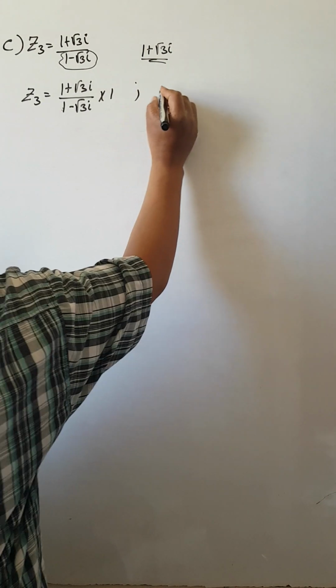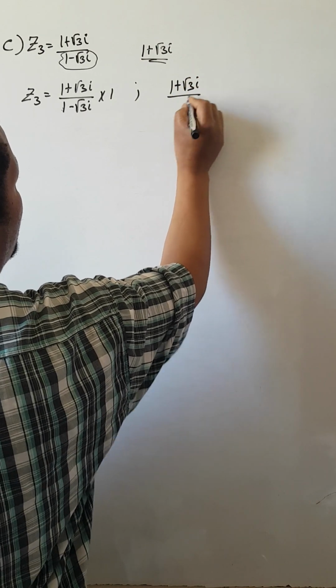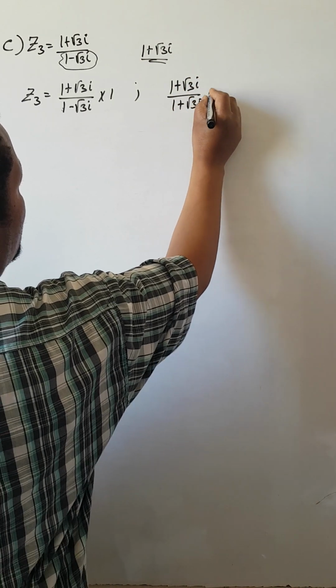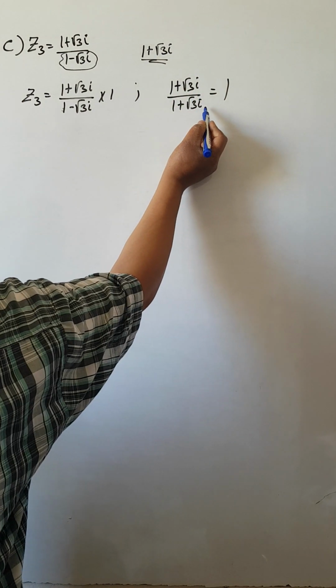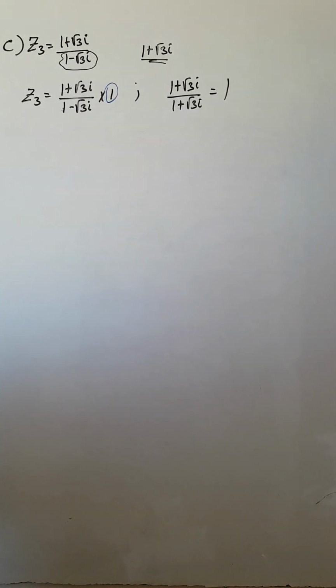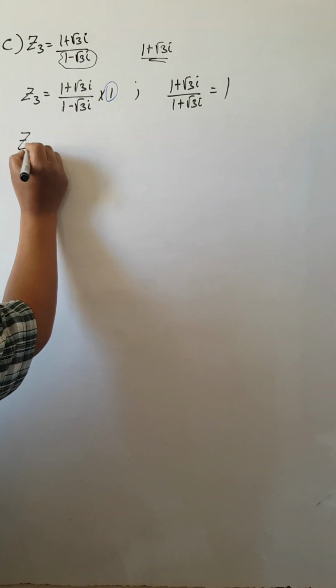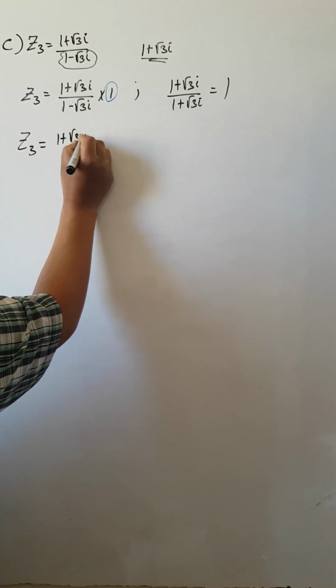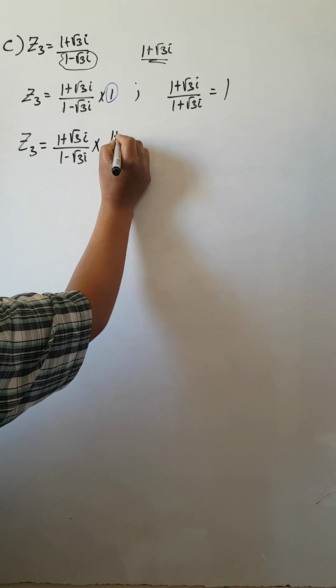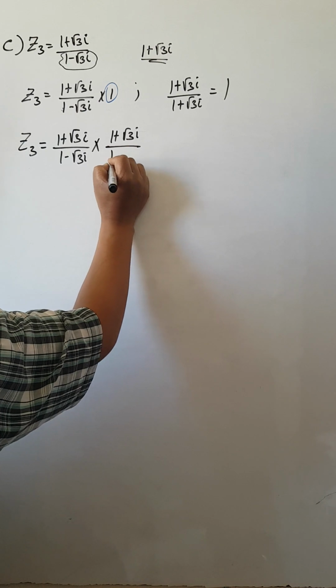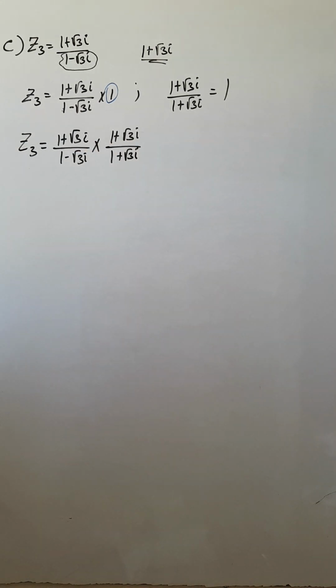And on the other hand, (1 + √3i)/(1 + √3i) is equal to 1. Now 1 + √3i is the conjugate of 1 − √3i. So if this is true, we know that this division gives 1. Multiplying a number by 1 doesn't change the number. So now Z3 is equal to (1 + √3i)/(1 − √3i) times (1 + √3i)/(1 + √3i).